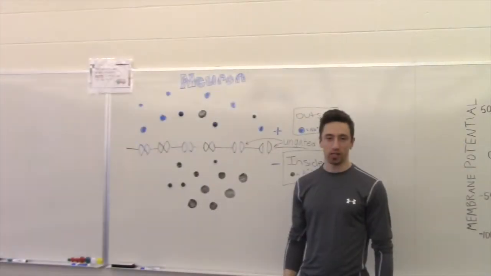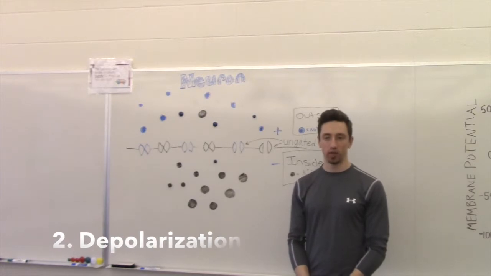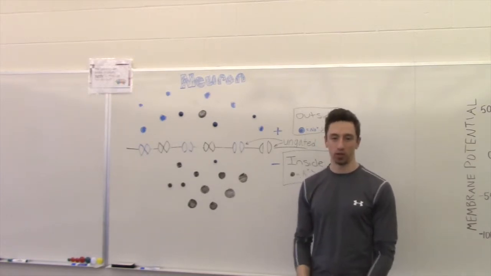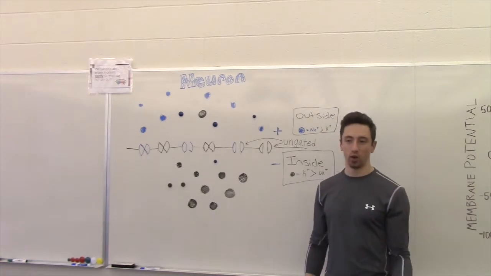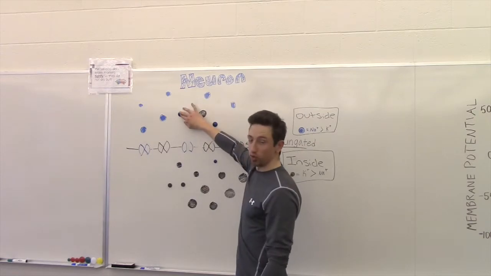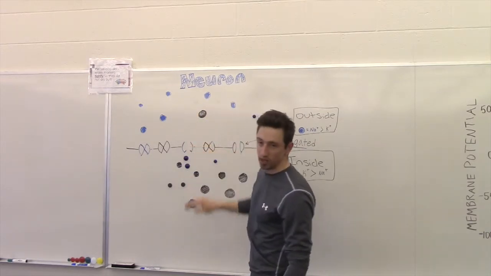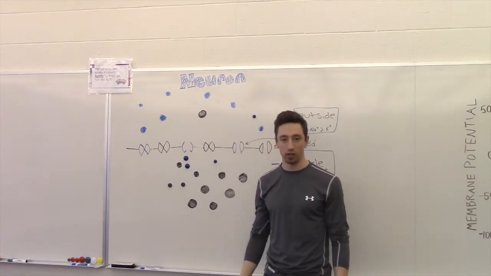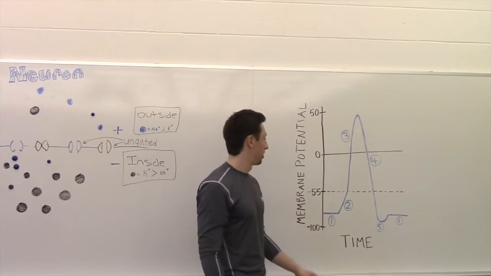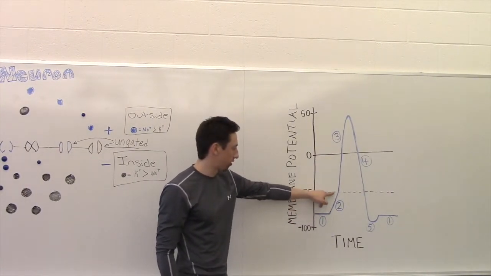The second phase of an action potential is depolarization. At this point, a stimulus causes some of the sodium gated channels to open while the potassium gated channels remain closed. So there's going to be an inflow of positive sodium ions here, which are the blue dots. As they come in, it's going to cause the inside of the neuron to become more positive, thus decreasing the membrane potential, as you can see on section 2 of our graph right here.